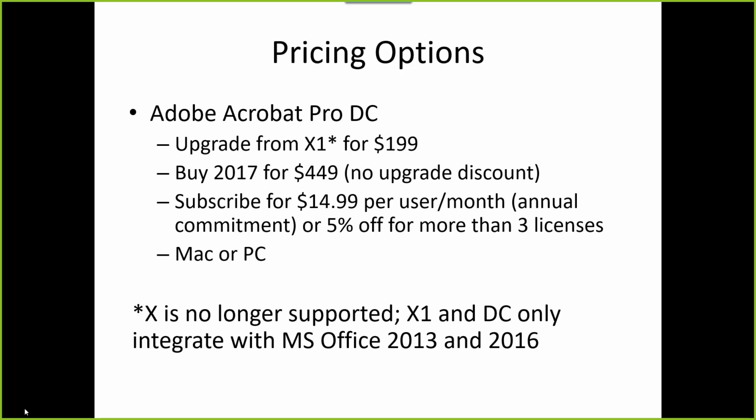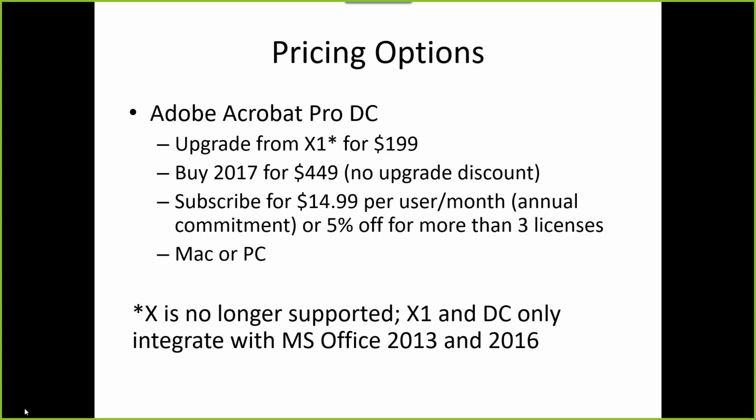The DC model, it's DC because it's Document Cloud. And so basically they've added some cloud-based functionality to it, and we'll talk about some of the benefits of that. It's $14.99 per user per month for an annual commitment. It's about $1 more per month if you don't commit to an annual subscription. And then if you have more than 3 licenses, you get 5% off.